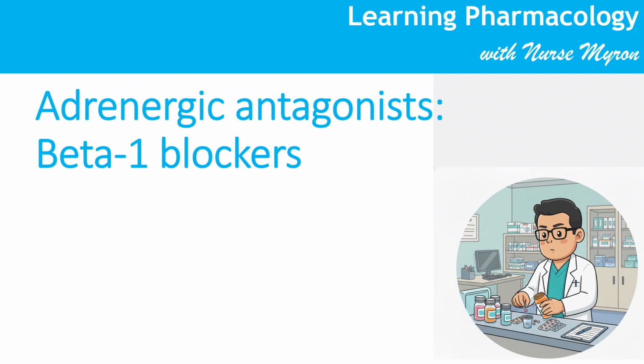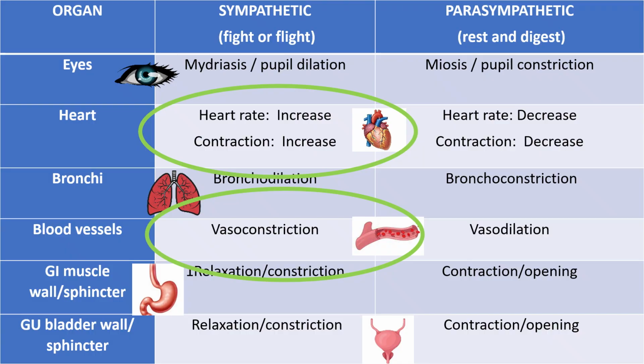Next, we have your adrenergic antagonists, your beta blockers. Using this graphic, we can recall that beta-1 receptors are often found in the heart and in the blood vessels. When stimulated, it triggers the sympathetic response, where heart rate increases and contractions also increase. Meanwhile, vasoconstriction happens in the blood vessels. These result in an increase in blood pressure.